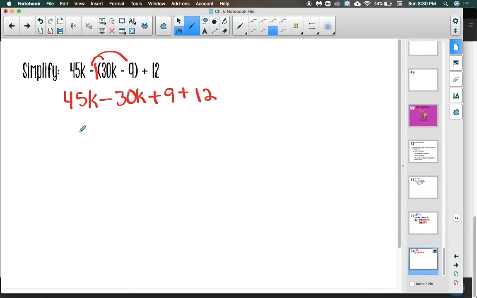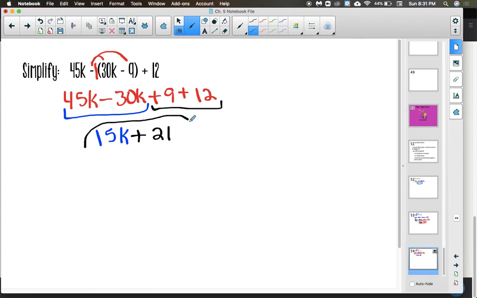Okay, I just took my plus 12 and I brought it down. Now I'm going to regroup my problems, but whoa, this is a pretty nice problem. I actually have my like terms together. 45k minus 30k is 15k. And positive 9 plus 12 is positive 21. So I'm going to put a plus sign here because it's positive. So my final simplified expression is 15k plus 21. I cannot simplify any further because I do not have like terms.